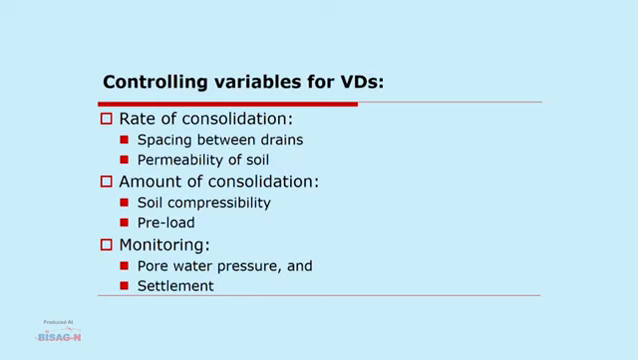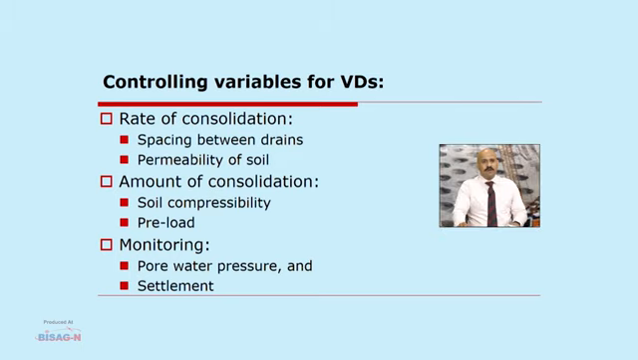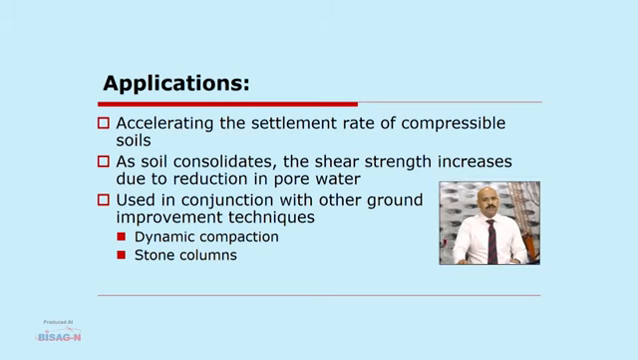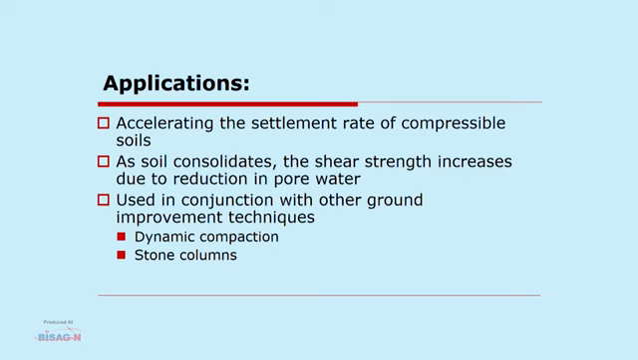Controlled variables for vertical drains. The rate of consolidation depends upon the spacing between the drains and the permeability of the soil on site. The amount of consolidation depends on soil compressibility and preload. Monitoring should be done by pore water pressure and settlement. Application: accelerating the settlement rate of compressible soil. As the soil consolidates, the shear strength increases due to the reduction in pore water. Used in conjunction with other ground improvement techniques, such as dynamic compaction and stone columns.